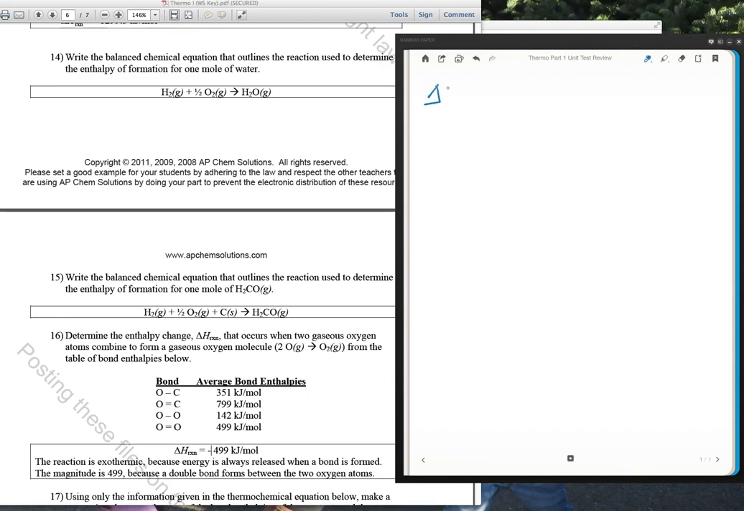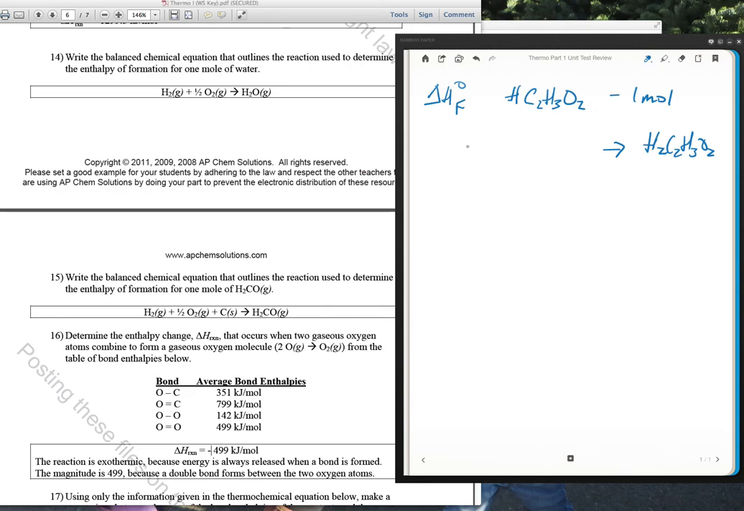So we're doing delta H of formation. I'll just call it naught. Let's say we pick something like HC2H3O2, which is acetic acid. It would say to show the enthalpy of formation for 1 mole. So we want to know it for 1 mole, which means that whatever we come up with is going to be equal to that.